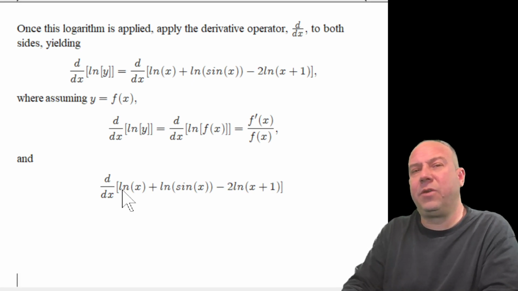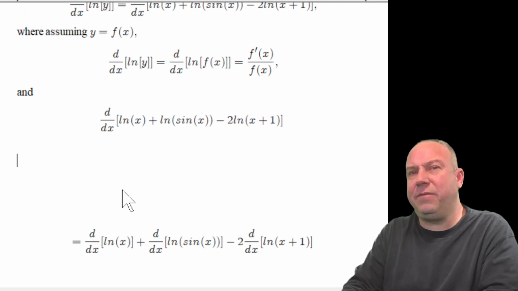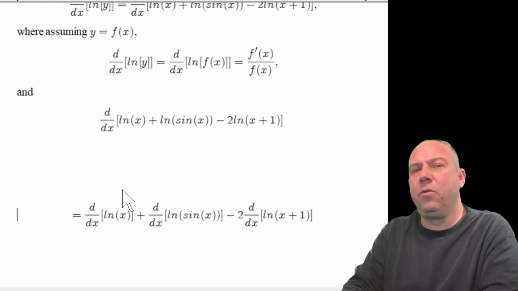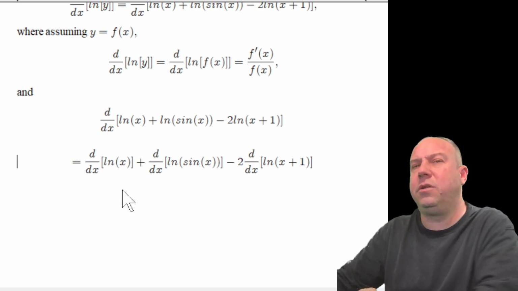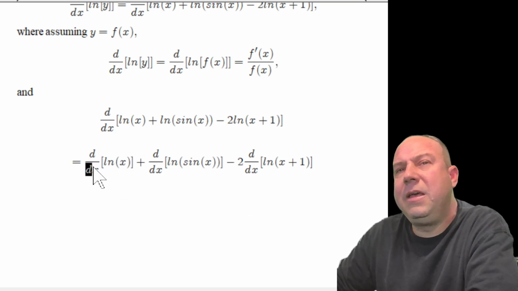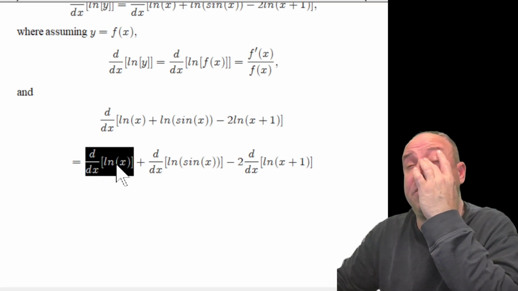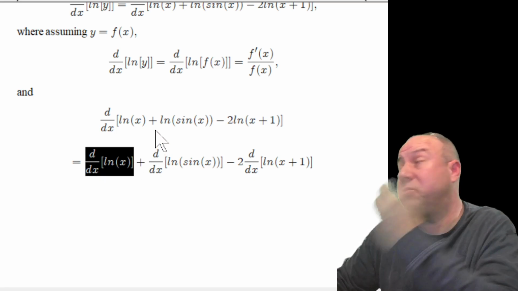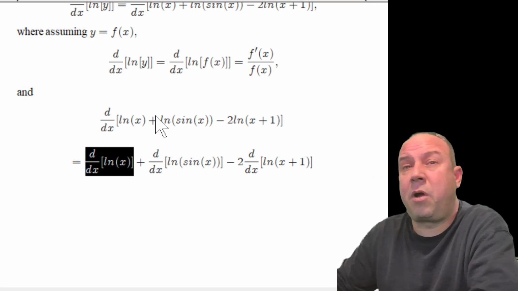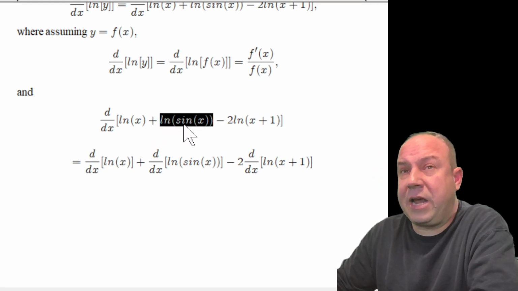So if we distribute that derivative, we will have the derivative of each individual function inside that sum and difference. We'd have the derivative with respect to x for the ln of x, which we know is just 1 over x from our derivative rules for natural logarithms.